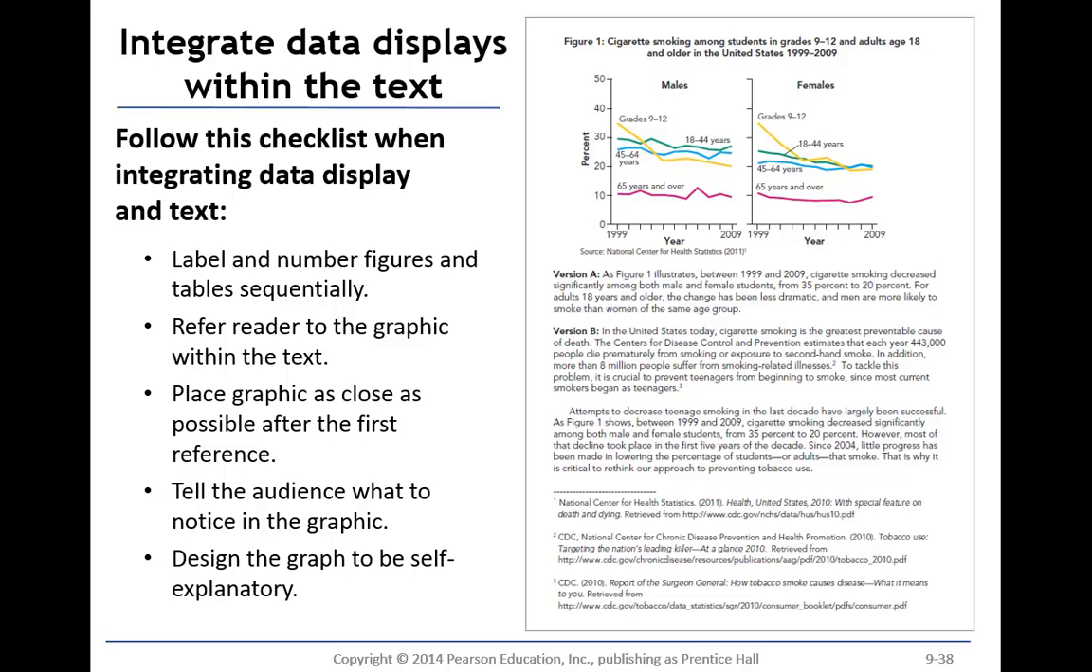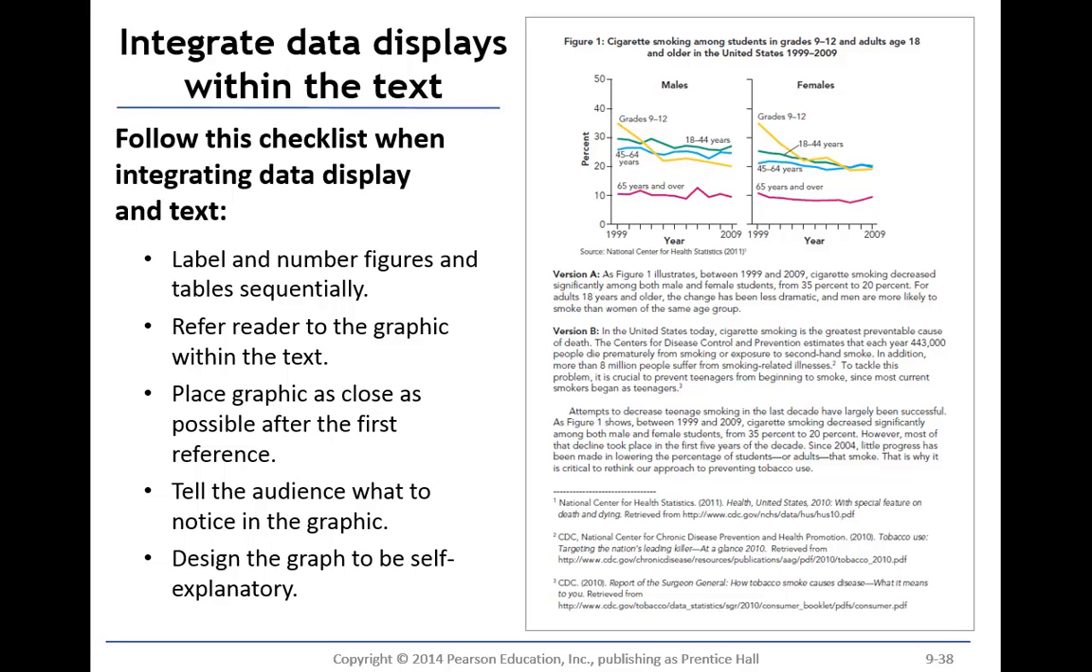Follow these guidelines to integrate the verbal and visual elements of your documents. Label your figures and tables sequentially throughout the report. You may either number figures and tables in their individual sequences, Figure 1, Figure 2, Table 1, Table 2, etc., or you may combine tables and figures into one list, calling them exhibits, Exhibit 1, Exhibit 2, and so on.